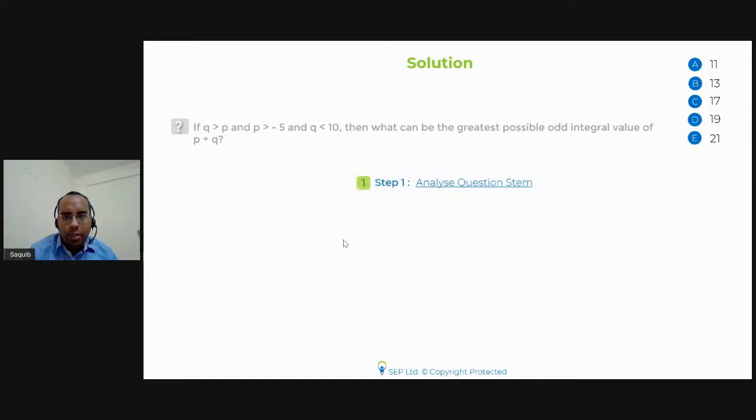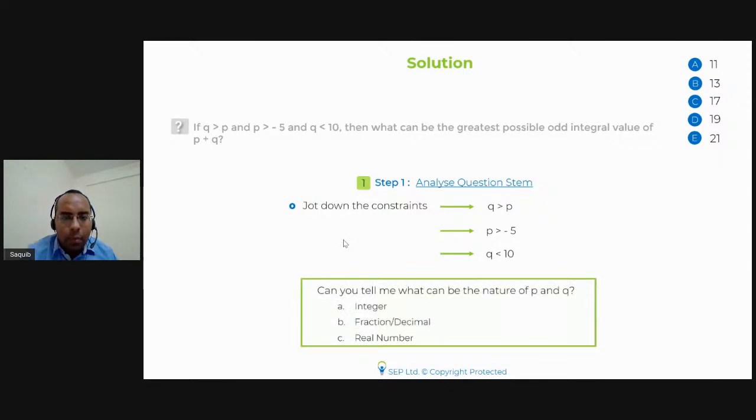This is my process, the way I do it. As I told you, I jot down everything properly. I first of all write down whatever is given in the question. So it's given that Q is greater than P. I also know that P is greater than -5. And I also know that Q is less than 10. I'll write down on my piece of paper these three things so that I don't have to go back to the question again.